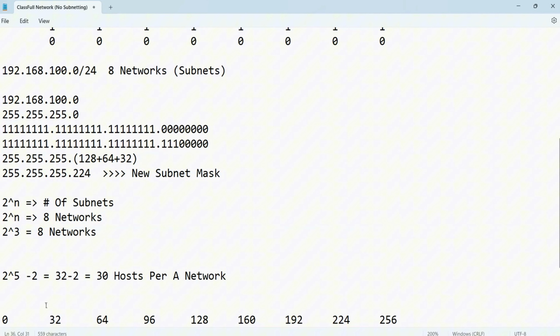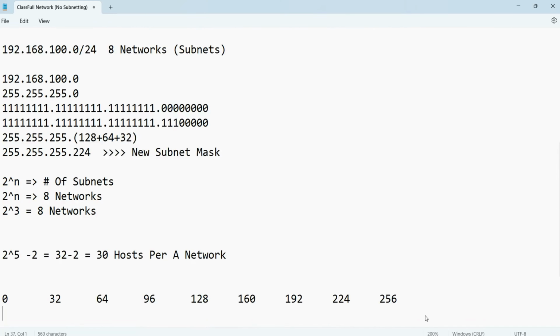If you know that you did something right, you always have to start with a zero, and you always have to end with a 256. These are like wild card numbers, and you're always going to see 128. That means you're doing the calculation right. These are the networks. Every network gets 30 hosts.